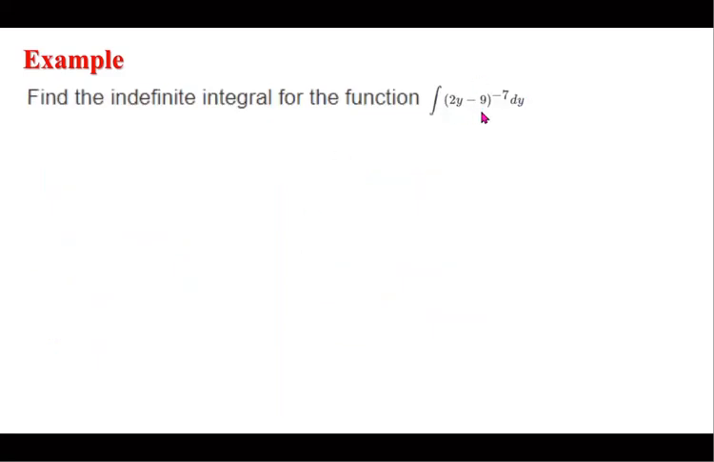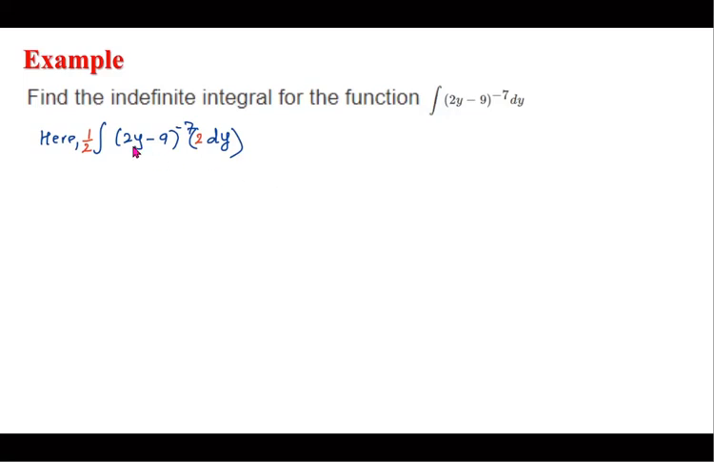Here is example 5. Here we have the integration of 2y minus 9 raised to negative 7 dy. Now, if you look at that carefully, this is a composite function where the inside function is 2y minus 9, and the derivative of the inside function will be 2, which is missing in the integrand. So we multiply by 2 and also multiply by half, because half times 2 is 1 and we are not changing anything. By doing that, we are ready for u substitution.